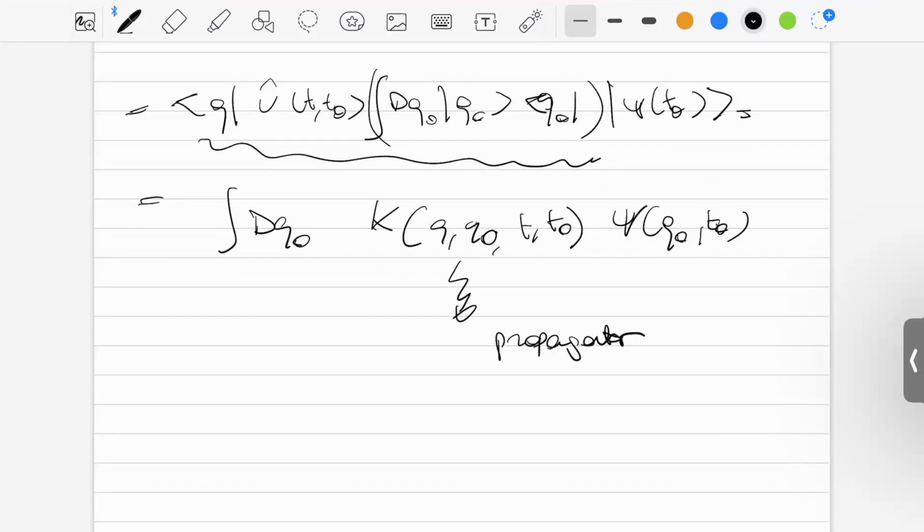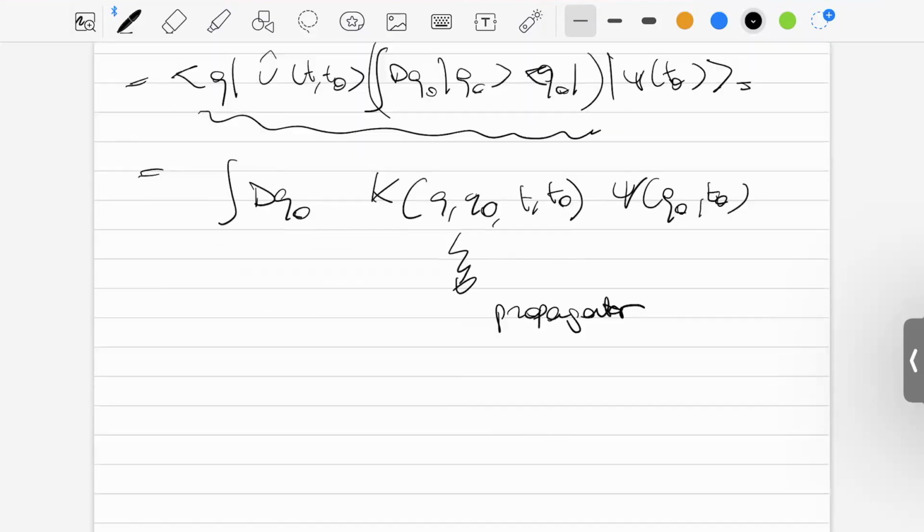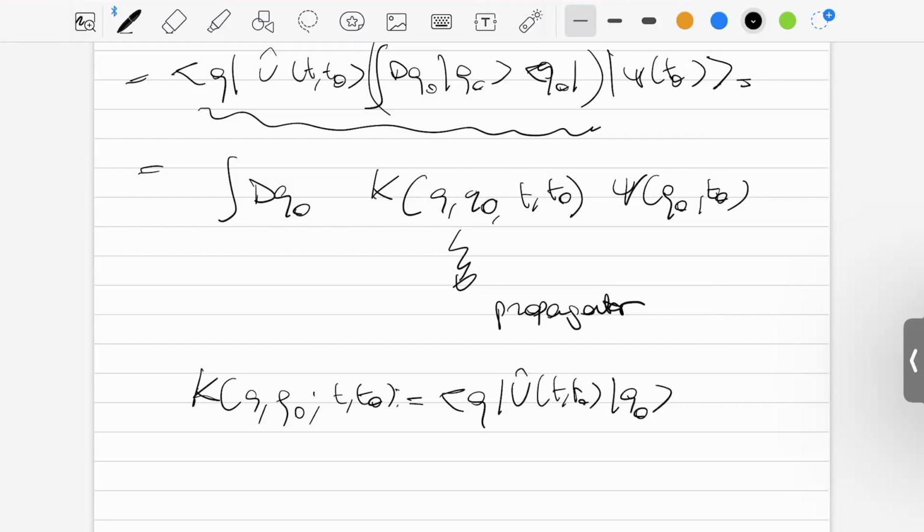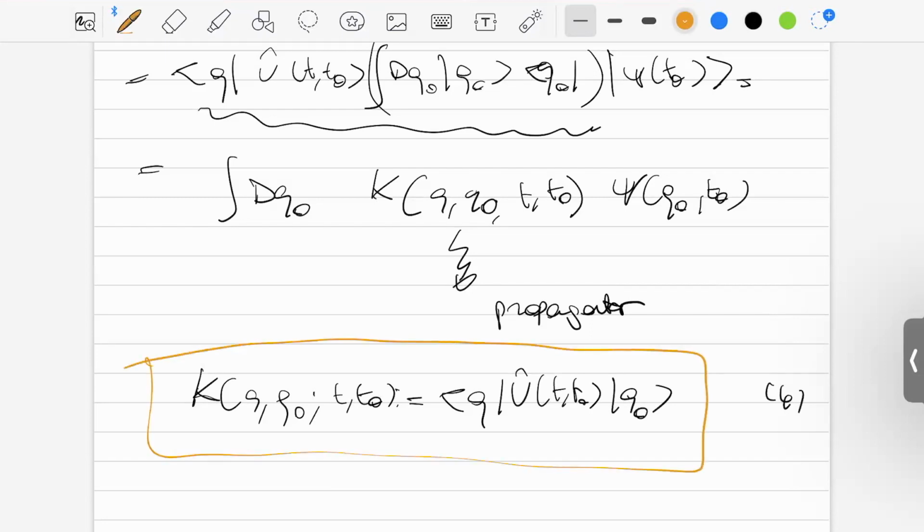And from comparing both sides, you see that the propagator is just the matrix element of the U operator. So it's just K(q, q0, t, t0) equals the matrix element of q, U, and q0. This is where the notion of propagator comes from.